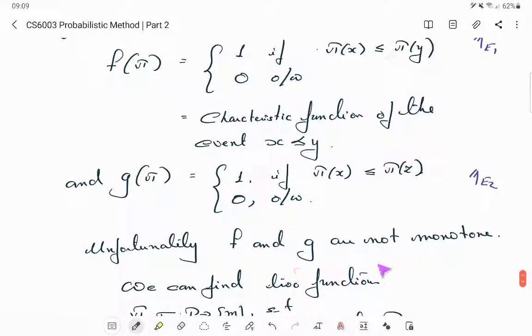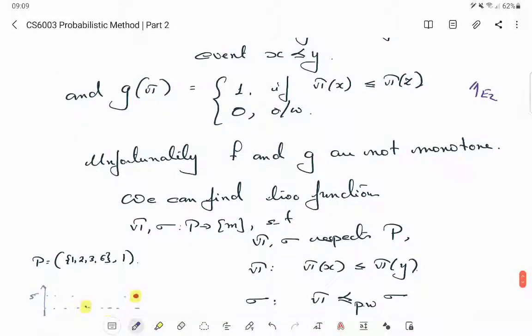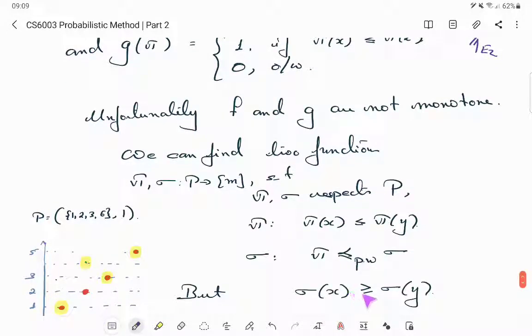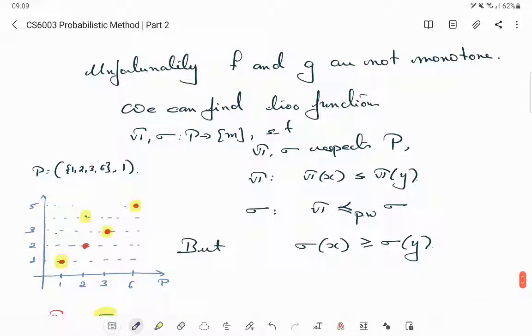But unfortunately, as we said, f and g are not necessarily monotone. We can actually find two functions, pi and sigma, from tau, such that both of them respect p, pi satisfies E1, that pi value of x is less than or equal to pi value of y, and sigma point-wise dominates pi, but sigma can fail to satisfy this inequality between x and y, right? You can easily construct that, or you can look at this example.